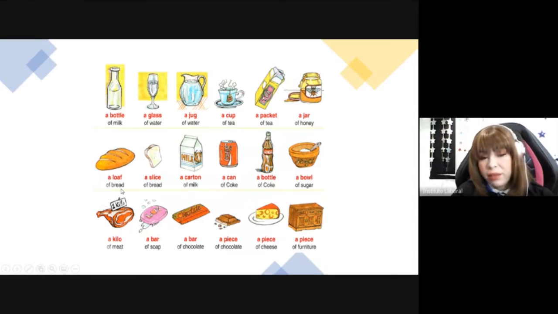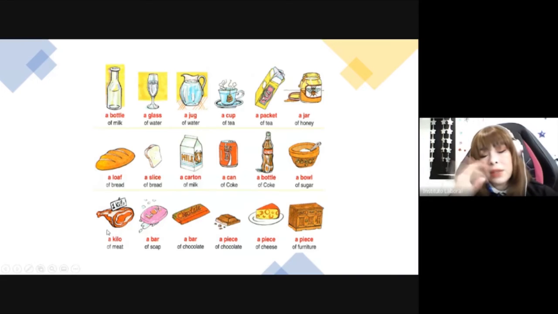Then we have the bread. Remember, I said at the beginning, bread is uncountable, but we can measure or we can count in certain form the bread, and we use the word loaf. A loaf of bread, a slice of bread, a carton of milk. Yes, you can say a bottle of milk or a carton of milk. A can, okay, like the ones from the pop sodas. A can of Coke, a bottle of Coke, a bowl of sugar, a bowl of salt. Then you have the meat.